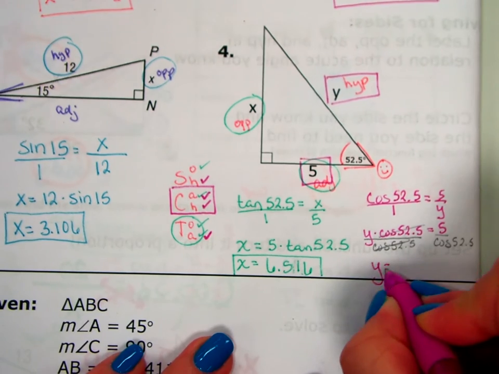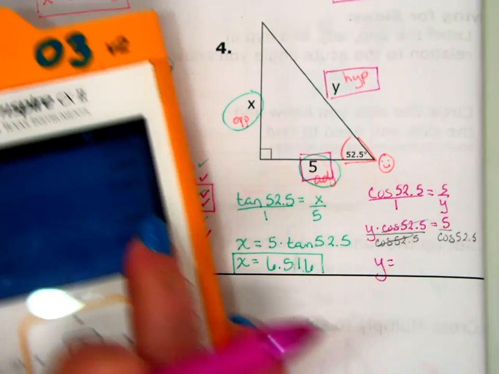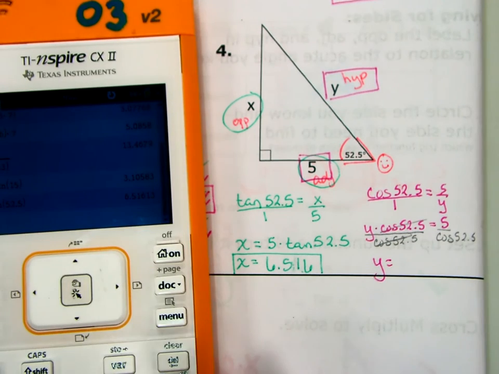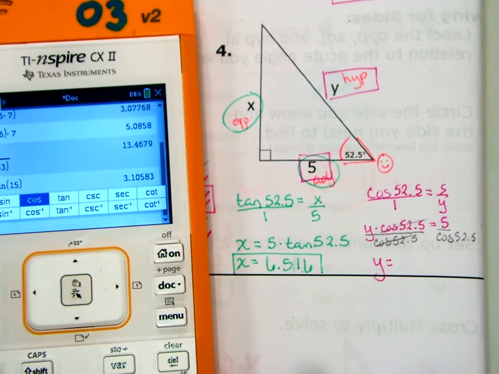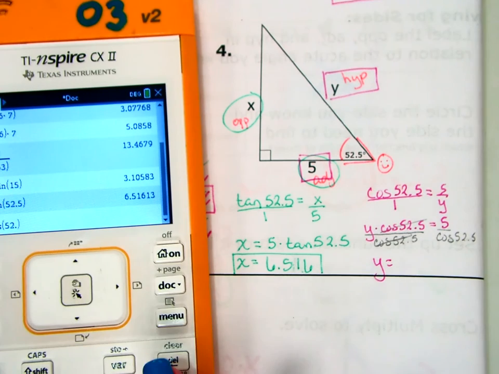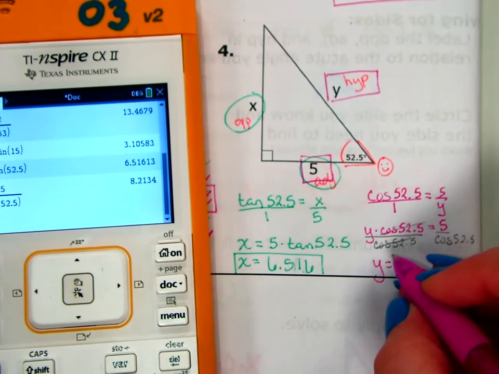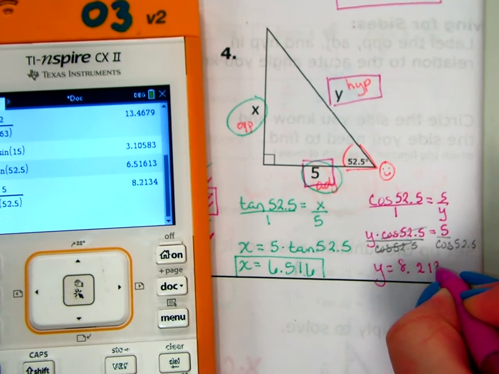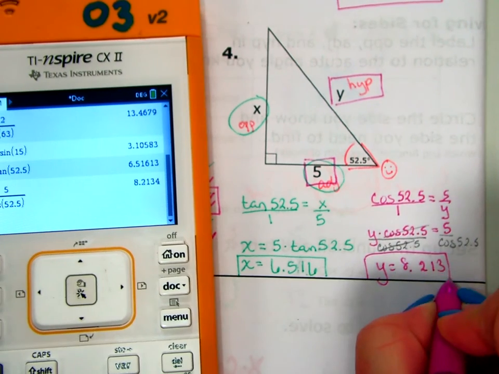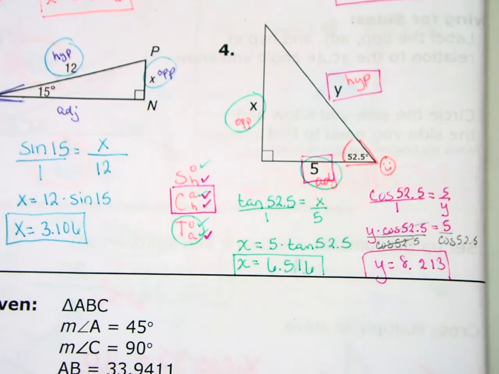So y equals 5 divided by the cosine of 52.5. So that is 8.213. If you want to check the answer, this is a right triangle.